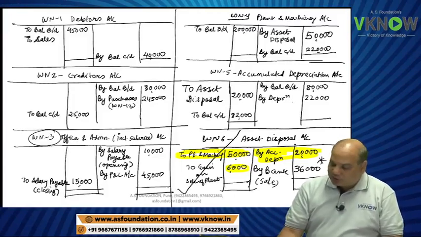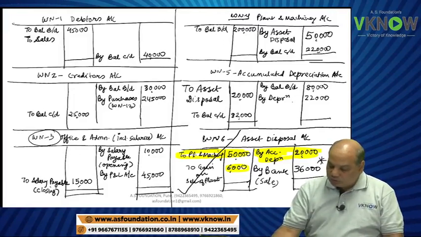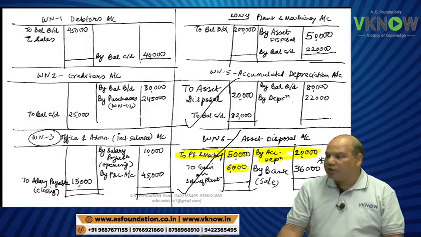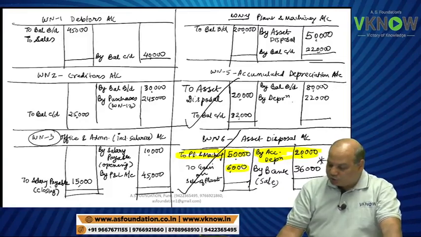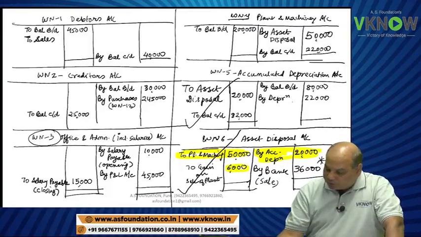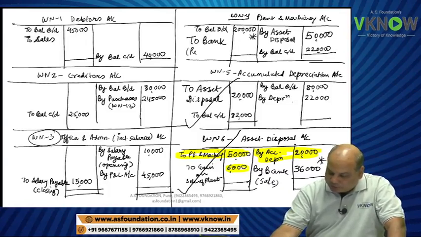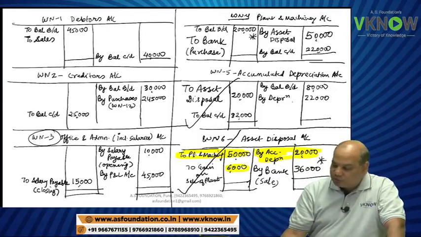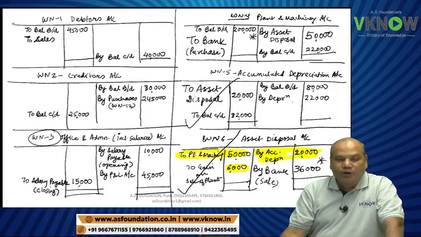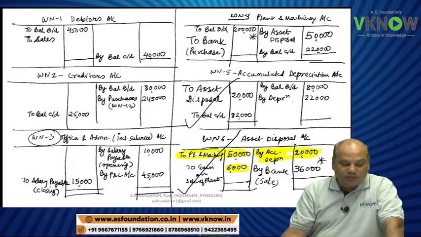Balancing figure 36,000 is right. Balancing figure 36,000 in the asset disposal account. And if you look at the plant and machinery account now, on the debit side you have some missing figure to bank, and that represents purchase. So tell me the balancing figure in plant and machinery. What is the balancing figure in plant and machinery?